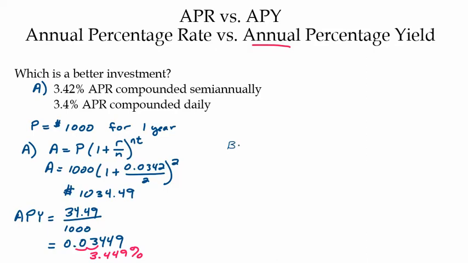Let's see what happens. Okay, let's do purple. For investment B, we're going to use the same formula.